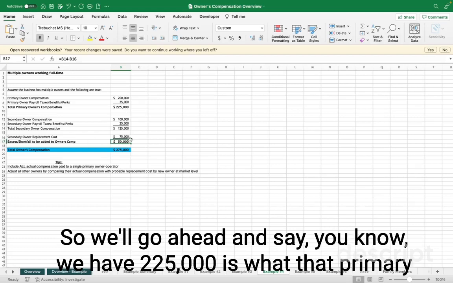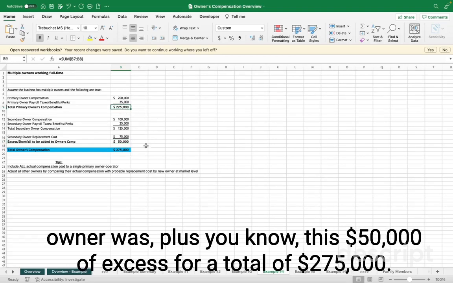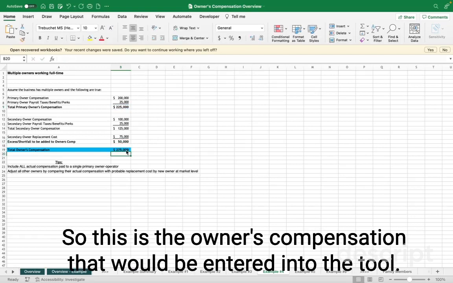So we'll say we have $225,000 is what that primary owner was, plus this $50,000 of excess, for a total of $275,000. So this is the owner's compensation that would be entered into the tool.